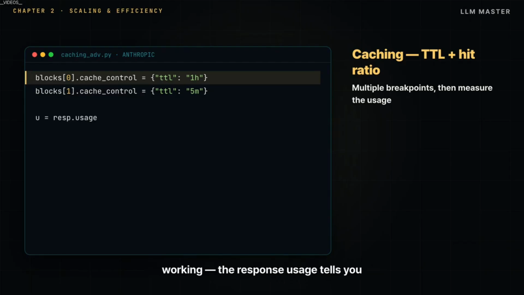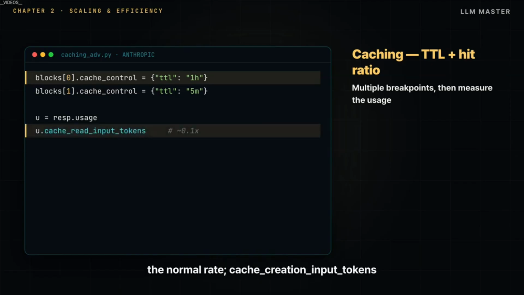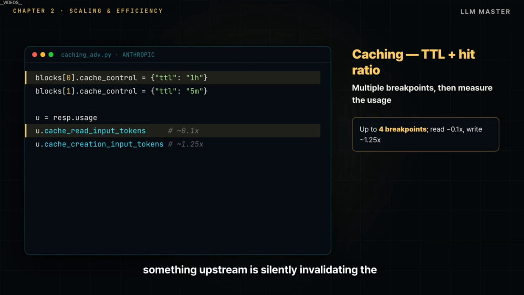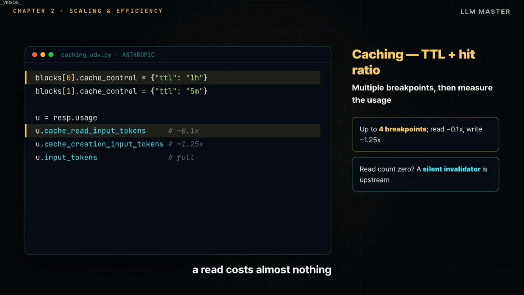Watch 3 fields. cache_read_input_tokens, which are billed at roughly 1/10 of the normal rate. cache_creation_input_tokens, the writes, at a small premium, and plain input_tokens at full price. If your read count stays at 0 across identical requests, something upstream is silently invalidating the prefix. Hunt it down. The ROI math is simple. A write costs a bit more than a normal call. A read costs almost nothing. So once a cache prefix is reused even a couple of times, you're ahead. Measure it, don't assume it.